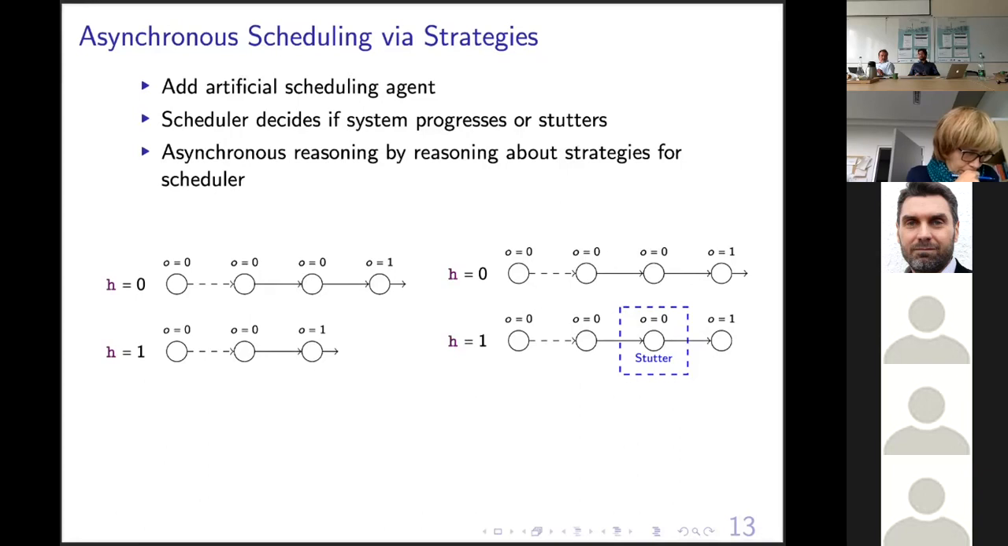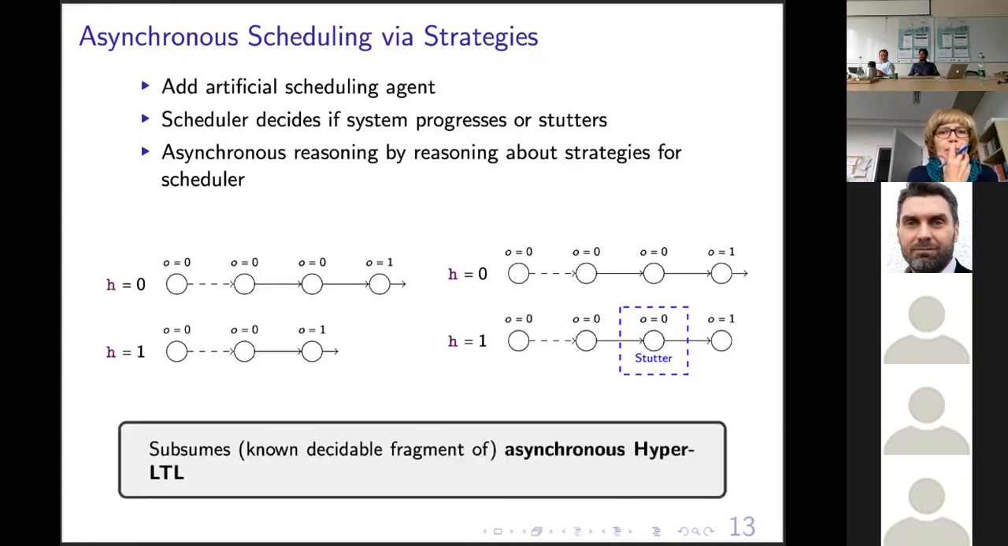And moreover, there do exist existing logics to express asynchronous hyperproperties, none of which have decidable model checking. And what we show is that for one of these asynchronous logics, namely asynchronous hyper-LTL, the largest known decidable fragment of this logic can already be expressed in our logic. So even though our logic is fully decidable, as you will see later, we can still express all the properties that are decidable in a logic that is in general undecidable.